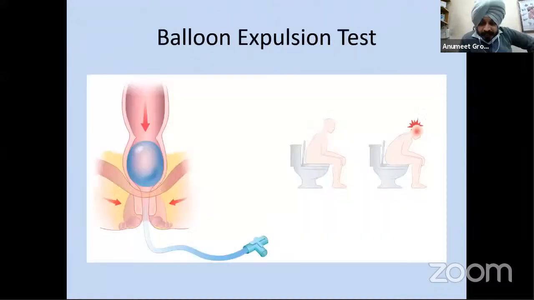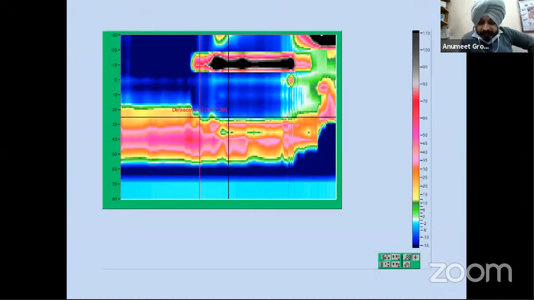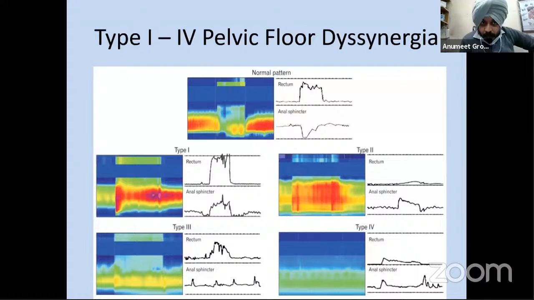Balloon expulsion test. The patient is asked to expel the balloon and we record the rectal and anal pressures. These are the four types of pelvic floor dyssynergia or outlet obstructive constipation. Type 1, type 2, type 3 and 4, which we can delineate from anorectal manometry.